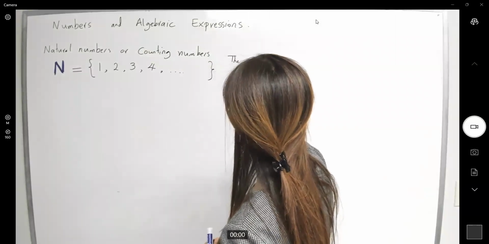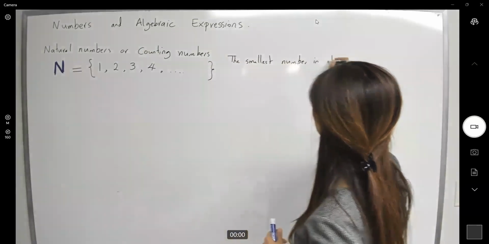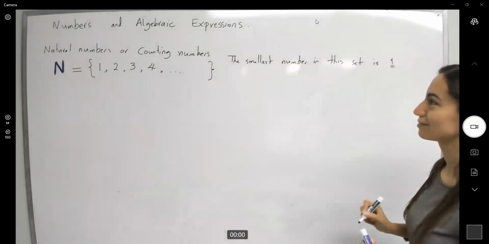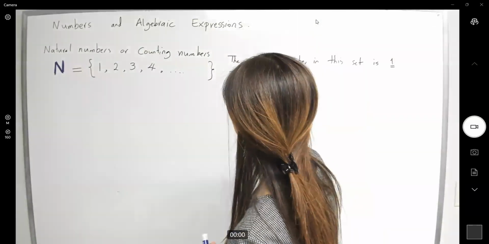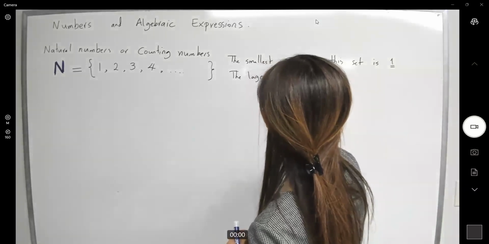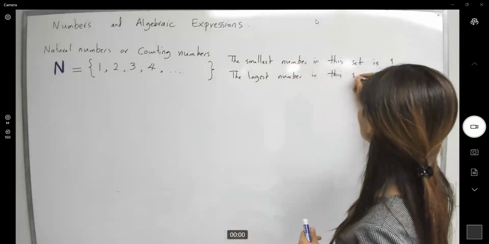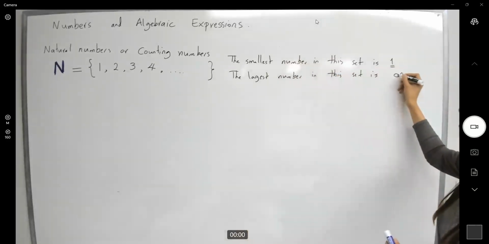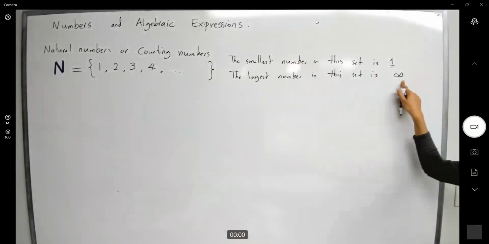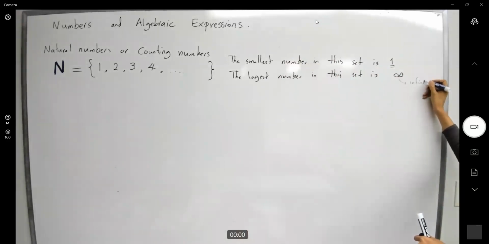The smallest number in this set is 1, and the largest number in this set is positive infinity. The symbol represents positive infinity, or infinity.